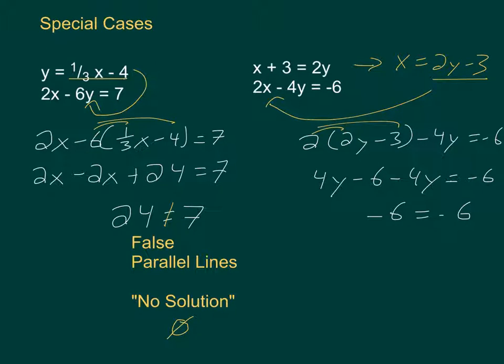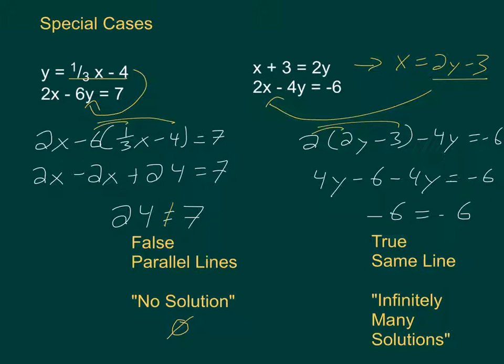All right, and then the other one, my variables once again cancel out, and I end up getting -6 equals -6. Maybe you added 6 to each side and got 0 equals 0. Either way, that is true. And because it's true, it's true regardless of what x and y are, kind of. And so this is our other special case, which has infinitely many solutions because they're actually the same line.